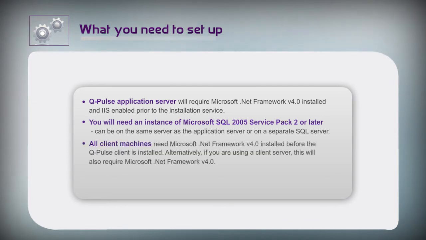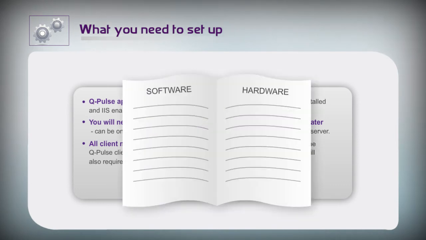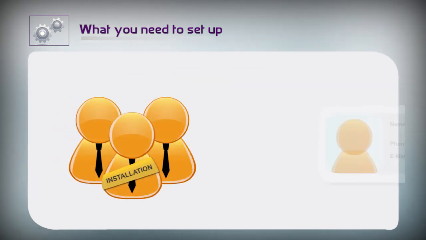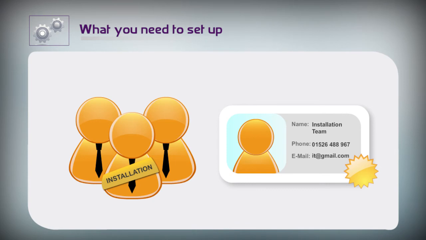All client machines will also need Microsoft .NET Framework version 4.0 installed before the QPulse client is installed. Alternatively, if you're using a client server, such as Terminal Services, this will also require Microsoft .NET Framework version 4.0. Please see the installation guide for further software and hardware specifications. Finally, our installation team will need to be logged in with an account with local administrator privileges.